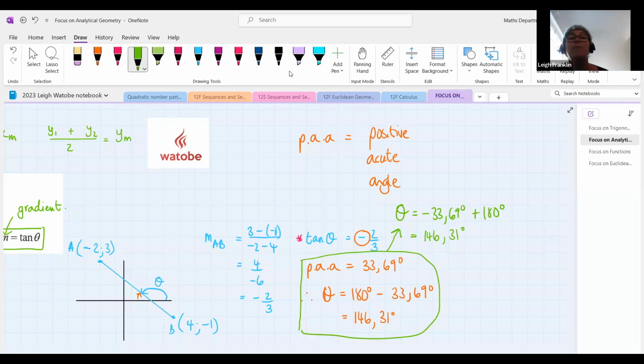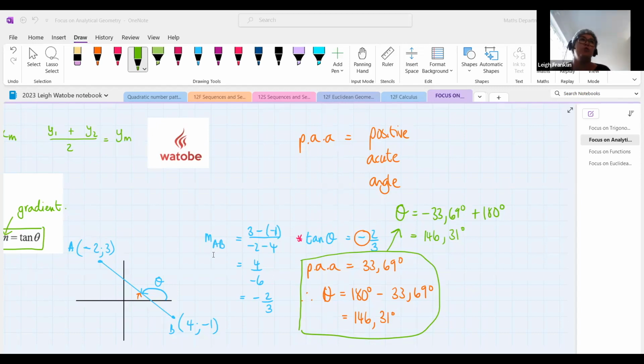Shantae, I hope I pronounced your name correctly. Would you like to ask something? Ma'am, in the case that we've calculated our gradient and it is positive, and we find the angle for theta, is it still considered a reference angle?